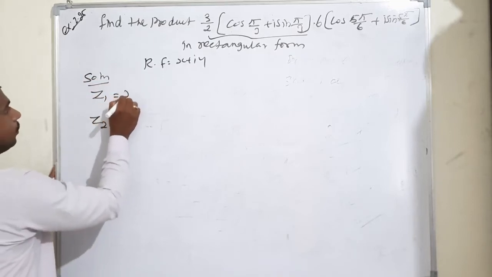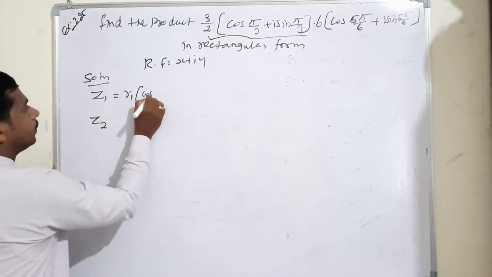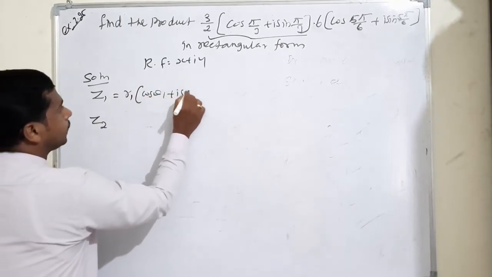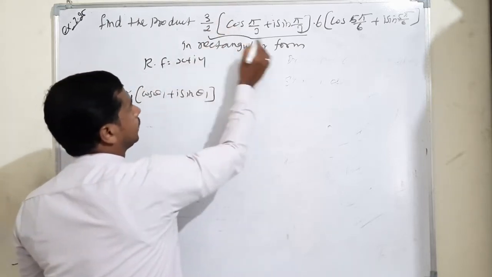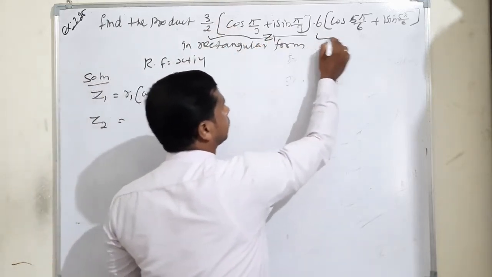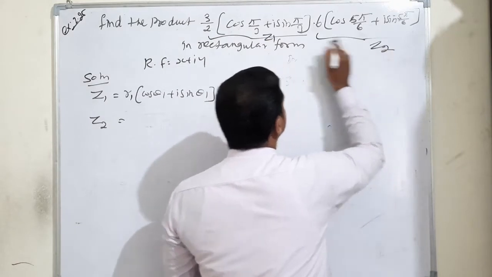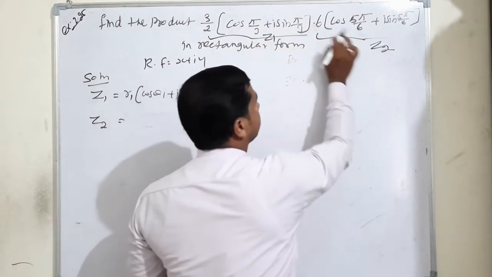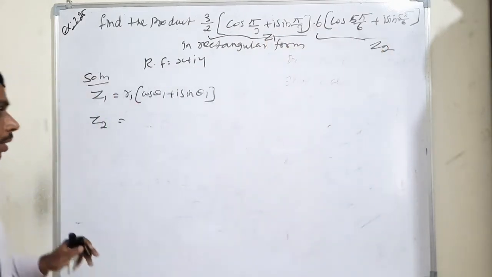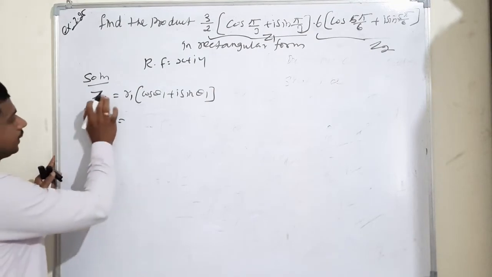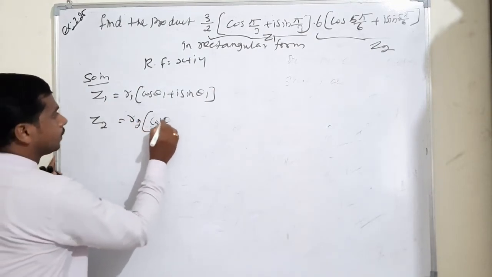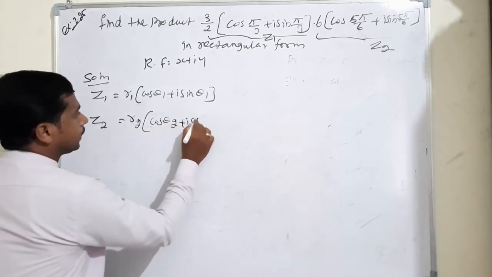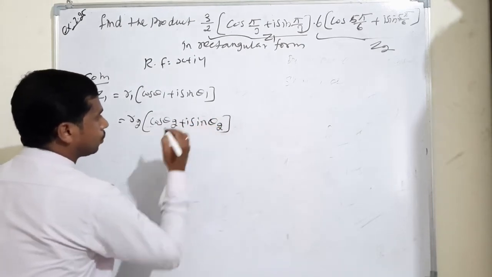So first we'll consider, for the given condition, Z1 and Z2. What is the meaning of Z1? R1 into cos theta 1 plus i sin theta 1. Because for the product, this whole term is considered for Z1 and this whole term is considered for Z2, so we can write Z1 into Z2. So for Z1 into Z2, Z2 is also R2 cos theta 2 plus i sin theta 2.